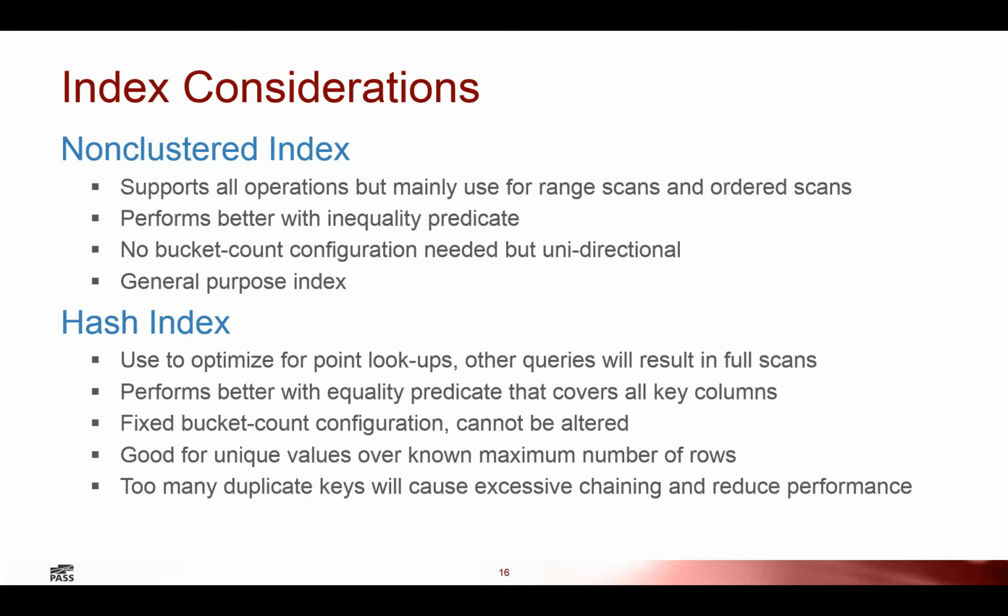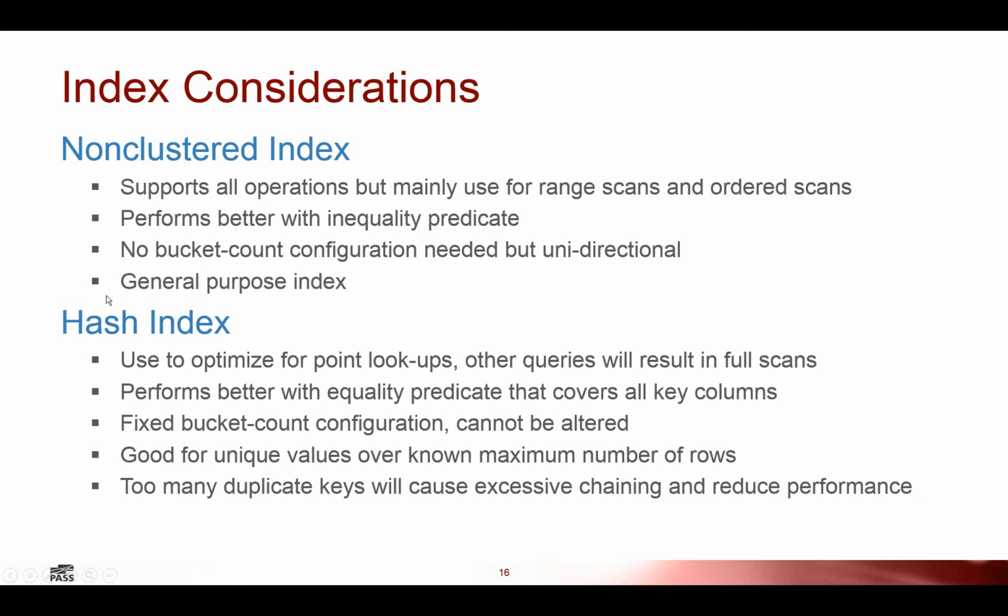It performs a lot better with inequality predicates. For example, if you want to search between two dates, or between two numbers, a non-clustered index is the way to go. It doesn't need a lot of pre-configuration, but it is unidirectional. So if you want to query on an index column that's specified as ascending but sort as descending, it'll result in a table scan.